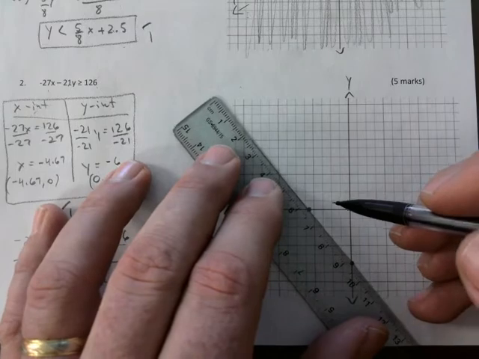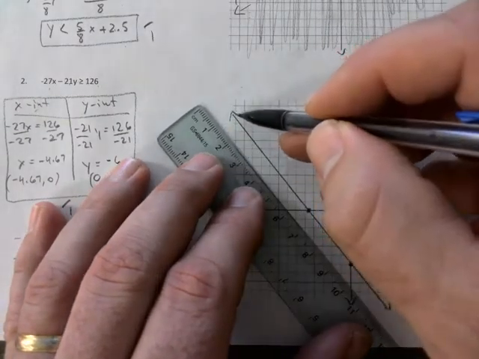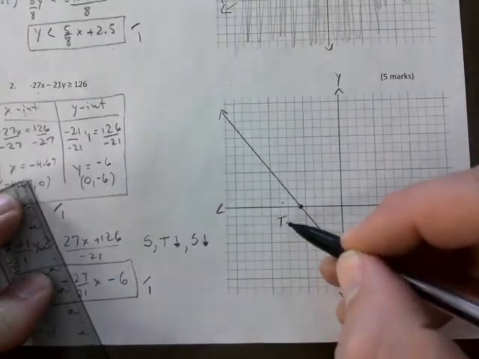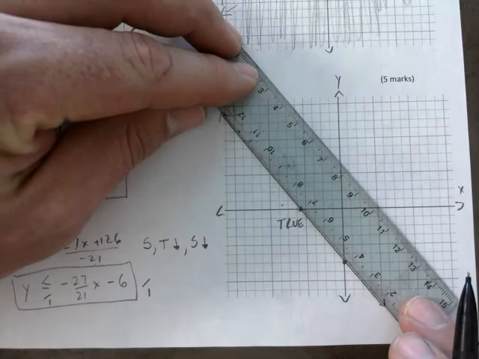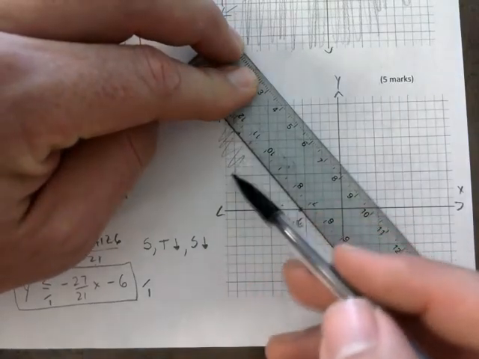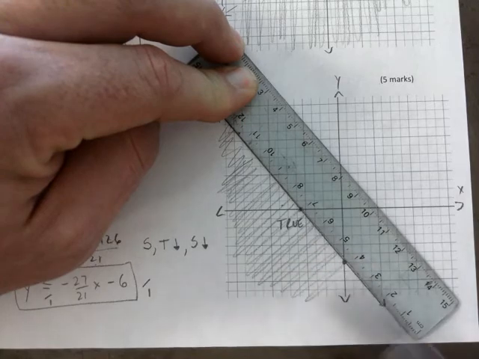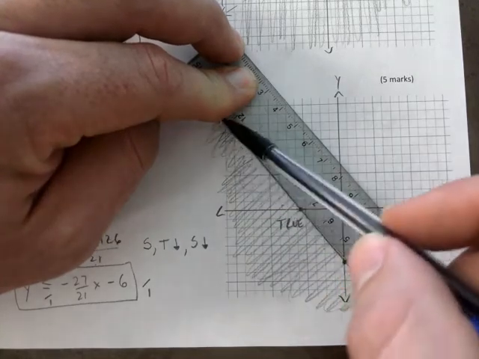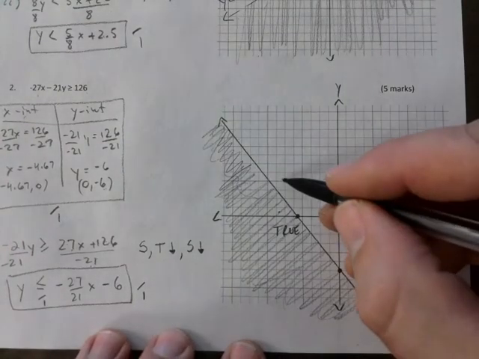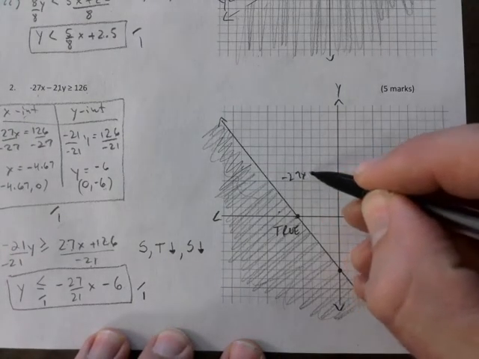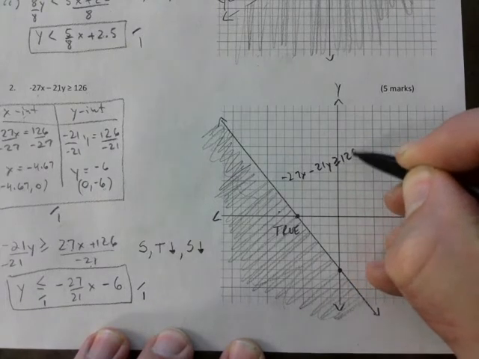Solid, true is below, so true, and you shade all along the line. You can go even past the grid, it's okay. And so this is negative 27x minus 21y is greater than or equal to 126.